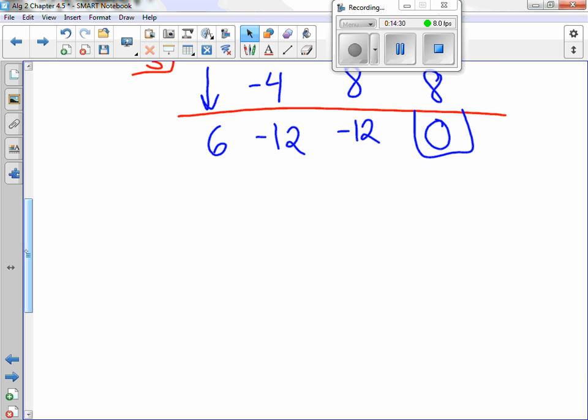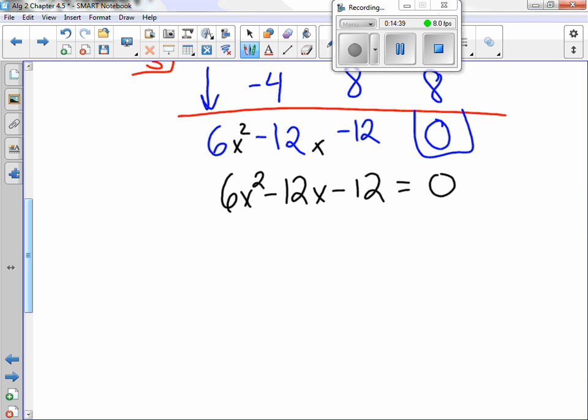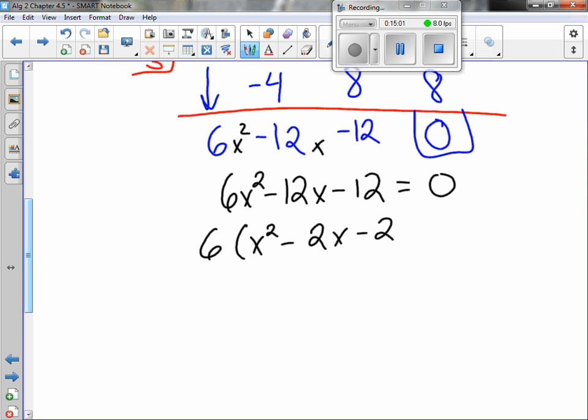Well, we could keep trying, or I could see that this here is a quadratic. 6x squared minus 12x minus 12 is equal to 0. Yeah, no, that's fine. Let's do that. Because yes, you are right. There's a common factor of 6 between all these, yes? So I could factor it out, which would leave me with x squared minus 2x minus 2 is equal to 0, yes?